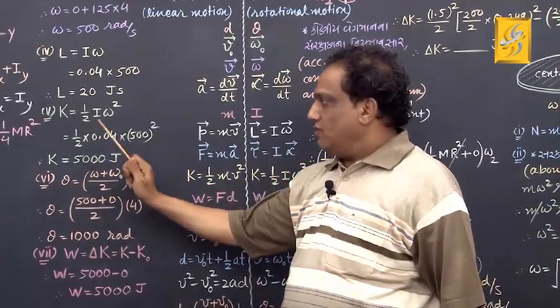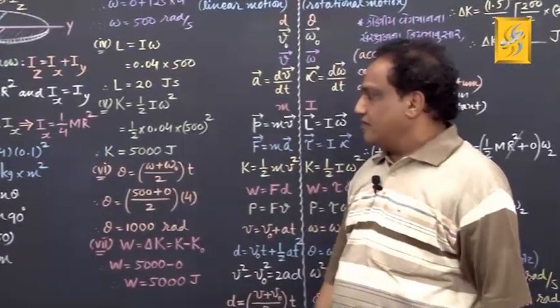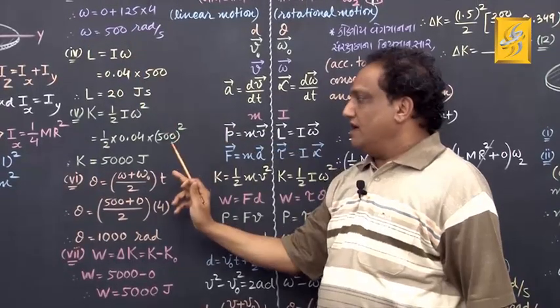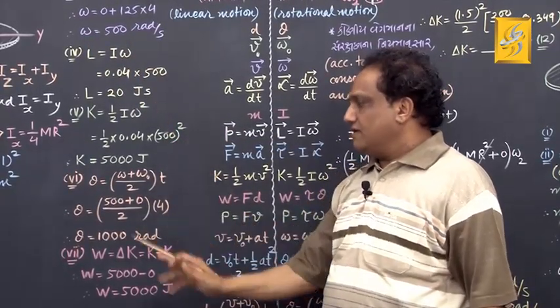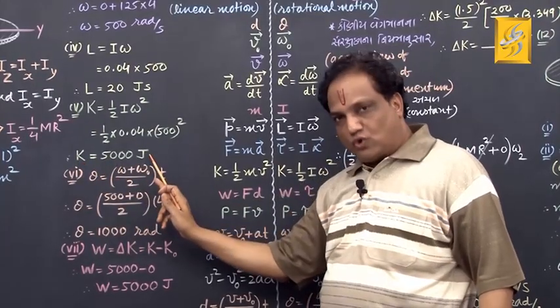1 by 2 I, moment of inertia, 0.04 kilogram into meter square. Value of omega at the end of 4 seconds, we have found out 500 radian per second, it's a square. Simplify, answer is 5000. Unit of energy is joule.